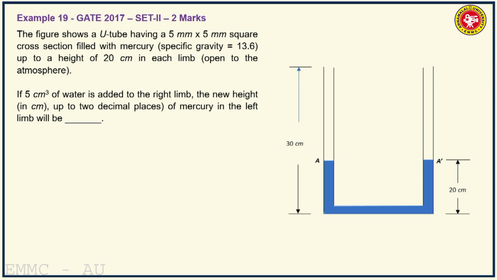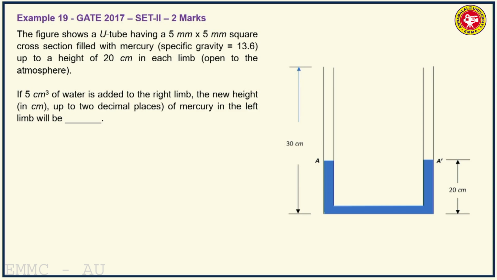So example 19, in the afternoon session, GATE 2017 with 2 marks. The figure shows a U-tube having a square cross section 5 millimeters by 5 millimeters filled with mercury of specific gravity 13.6 up to a height of 20 centimeters in each limb, open to atmosphere. If 5 centimeter cube of water is added to the right limb, the new height in centimeters, up to 2 decimal places, of mercury in the left limb will be.